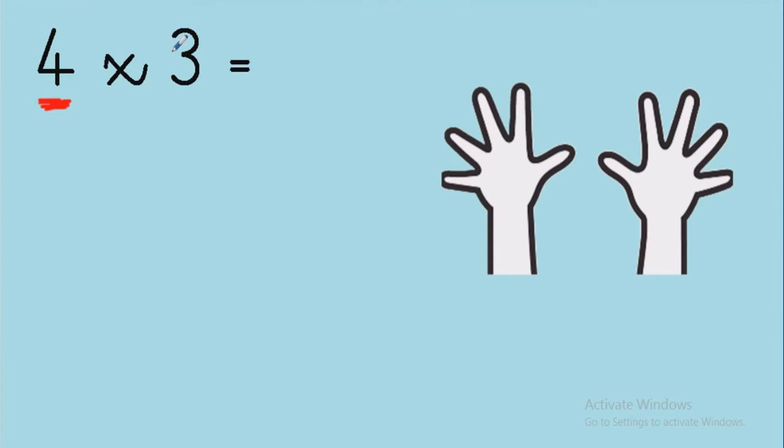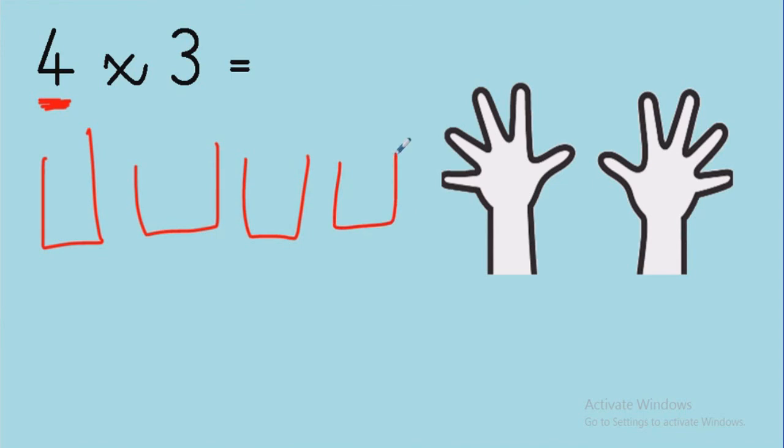Oh, thank you. Yes, if I'm not sure how to count up in 3s, then I could draw my groups, couldn't I? Could draw some pots. I'm going to have 4 pots. 1, 2, 3, 4 pots. How many in each pot? 3. Here we go. 1, 2, 3, 3, 3, 3. So I've got 3 in each of my 4 pots.